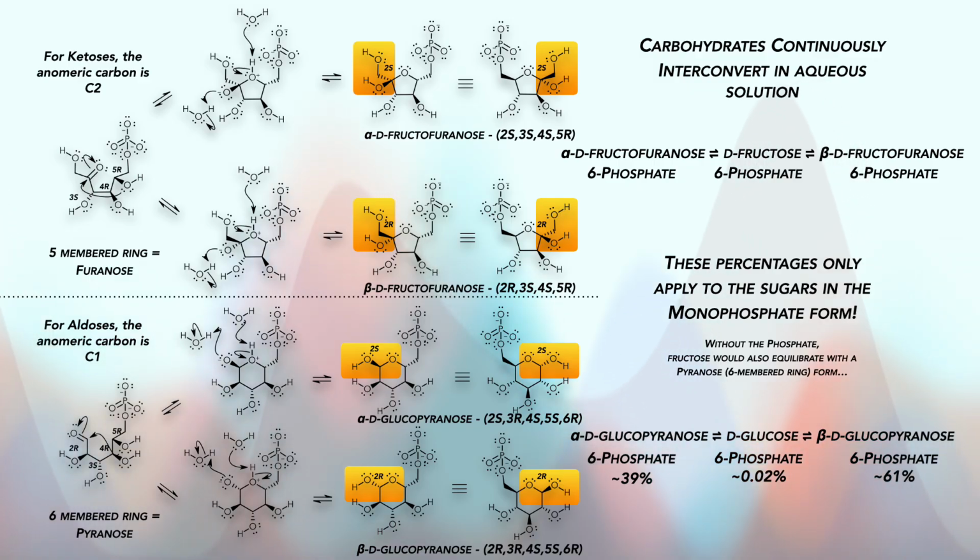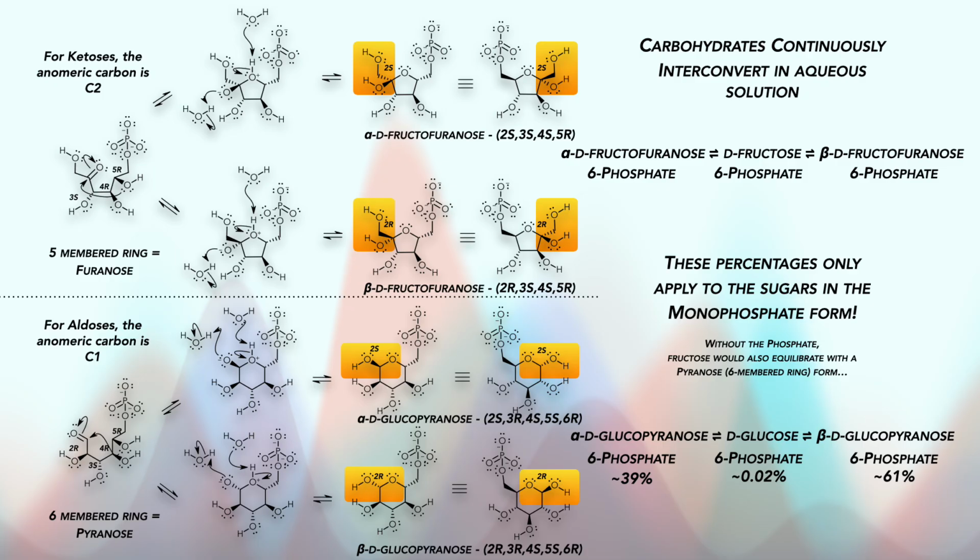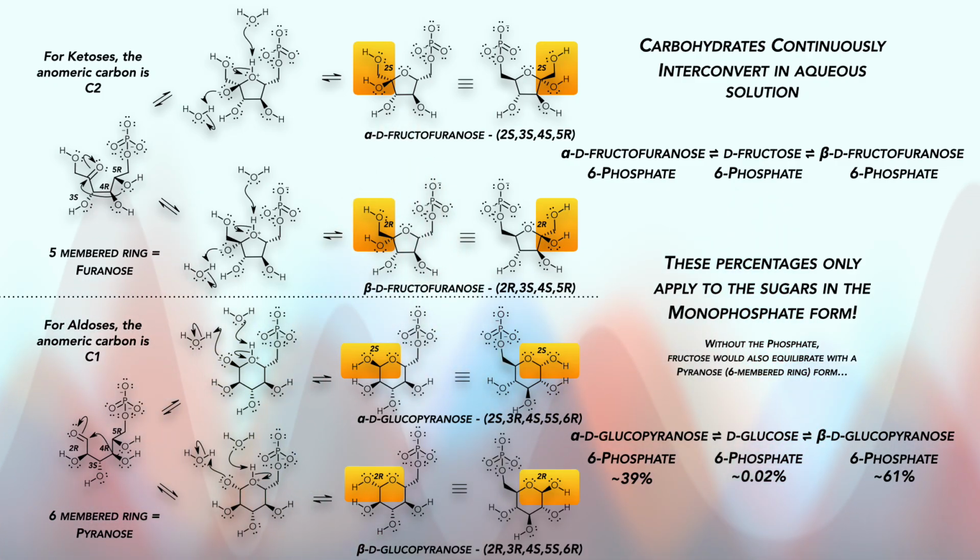However, the linear structures that we have used in the mechanisms provided are only one part of the molecular population of sugars in water. Fructose 6-phosphate easily interconverts between open chain and fructofuranose forms. For ketoses, the anomeric carbon is C2. Phosphorylation at C6 blocks the C6 hydroxyl that unphosphorylated fructose can use to form a pyranose ring, leaving the C5 hydroxyl to form the furanose.